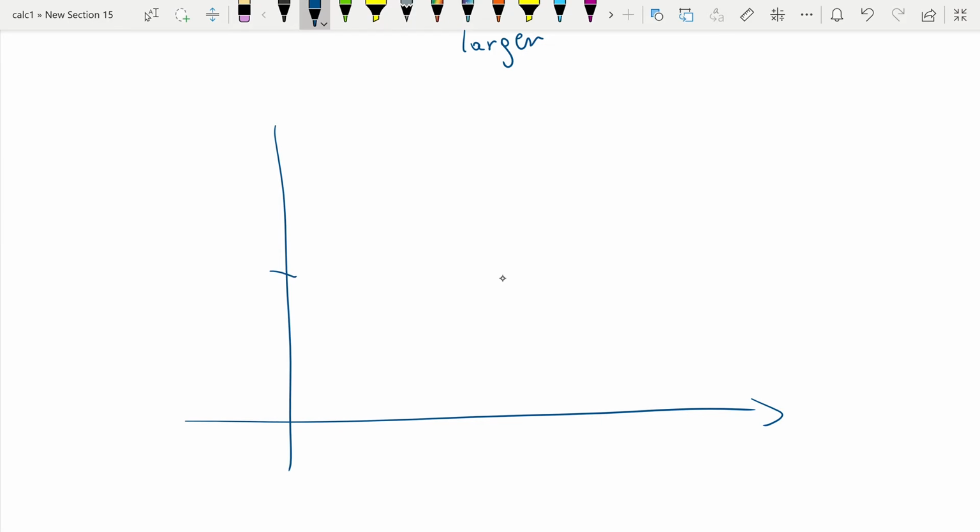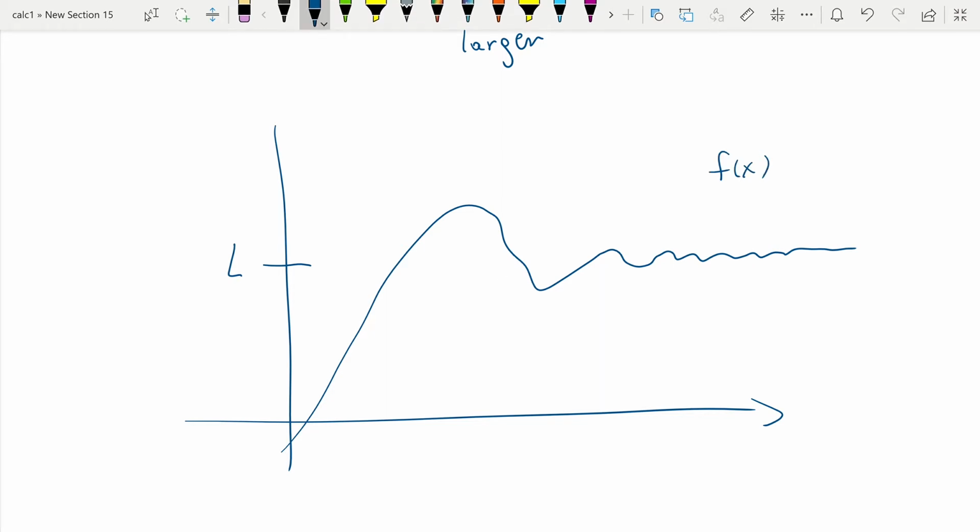So we say that the limit at infinity is some number L. The function may be oscillating, but it's eventually trapped within smaller and smaller neighborhoods of L. Okay, so that's the notion of convergence at infinity.